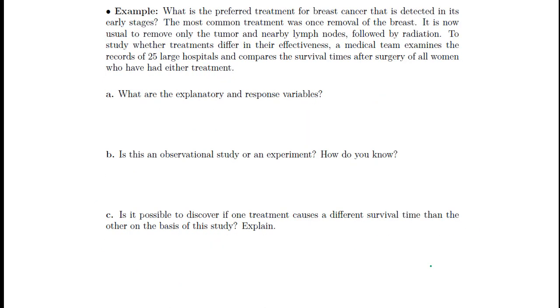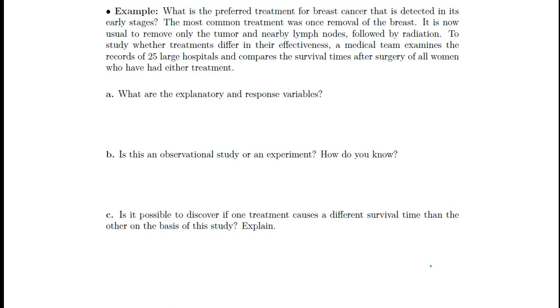All right, one other example here. And again, I'd pause this, try it yourself first. What is the preferred treatment for breast cancer that is detected in its early stages? The most common treatment was once removal of the breast. It is now usual to remove only the tumor and nearby lymph nodes, followed by radiation. So to study whether the treatments differ in their effectiveness, a medical team examines the records of 25 large hospitals and compares the survival times after surgery of all women who have had either treatment.